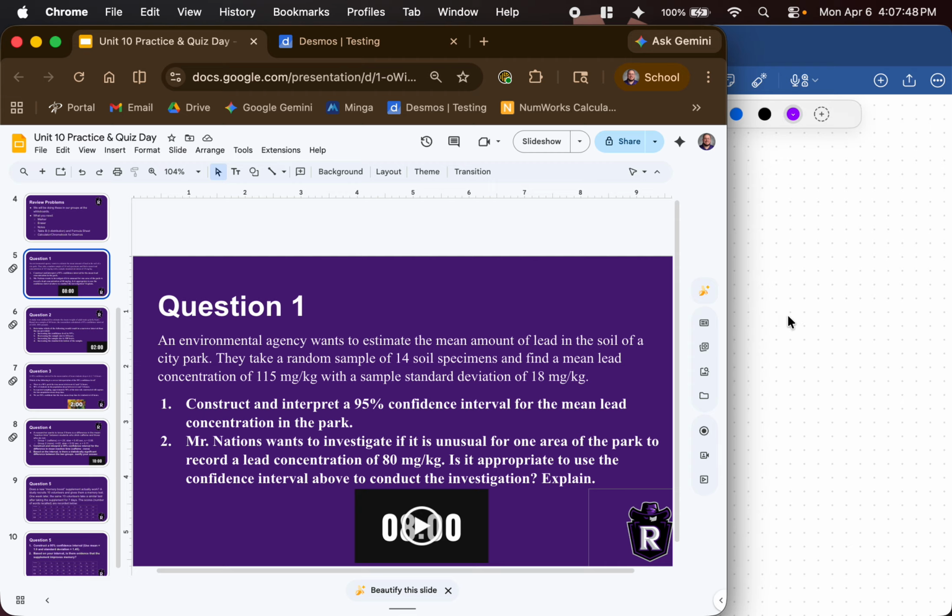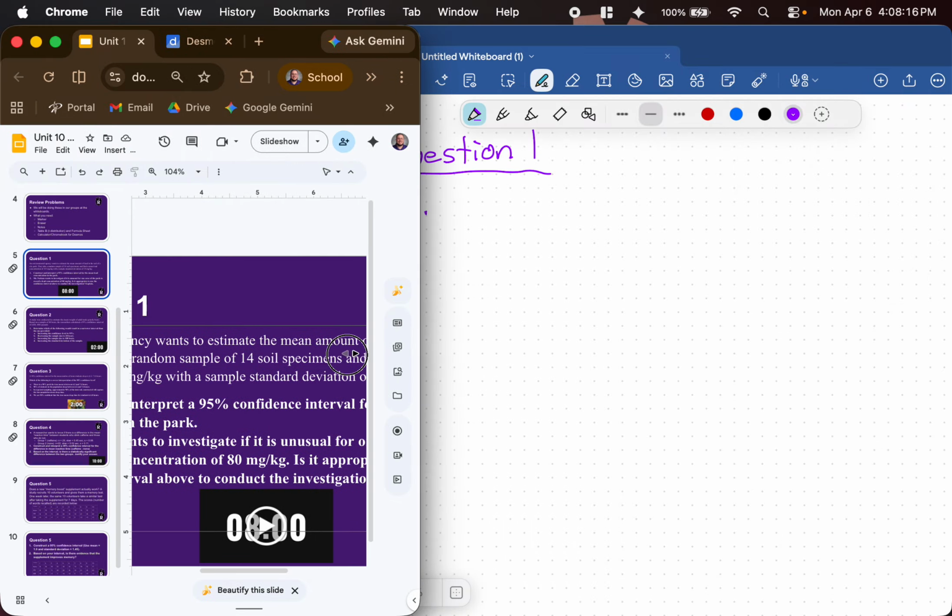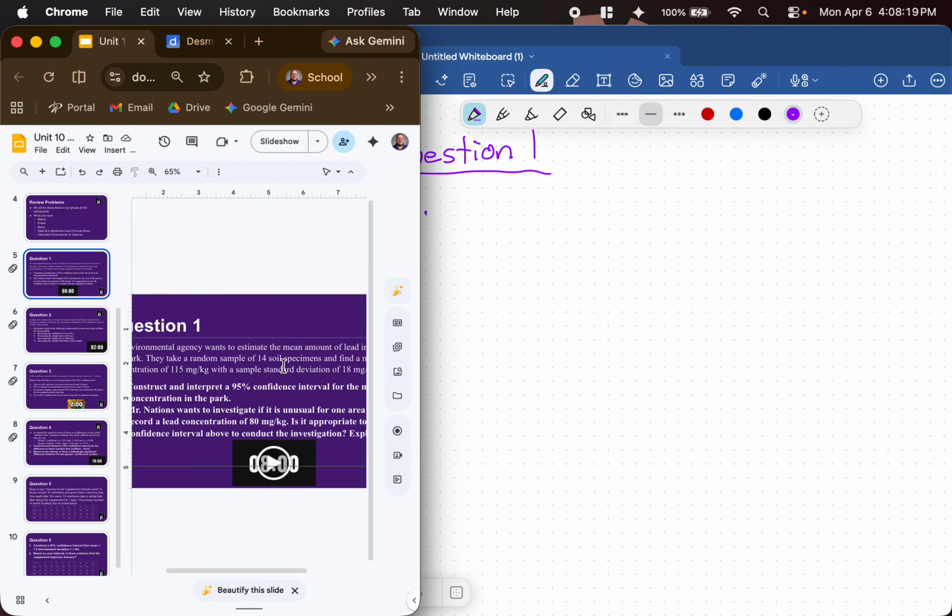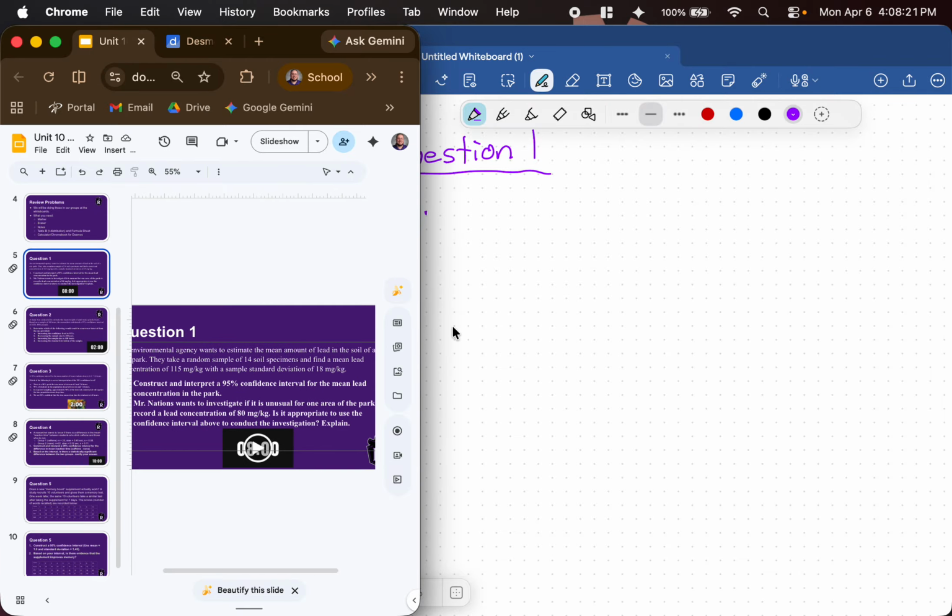Our first question here involves an environmental agency wanting to estimate the mean amount of lead in the soil of a city park. So they take a random sample of 14 soil specimens and find a mean lead concentration of 115 with a sample standard deviation of 18. And what we're asked to do is construct and interpret a 95% confidence interval for the mean lead concentration in the park. And then we're going to talk about this what if I want to investigate. So let's first deal though with the first question here of construct and interpret a 95% confidence interval.